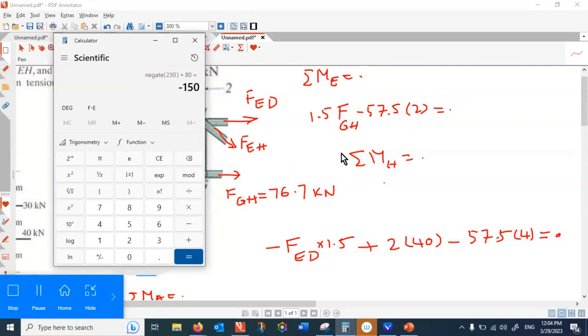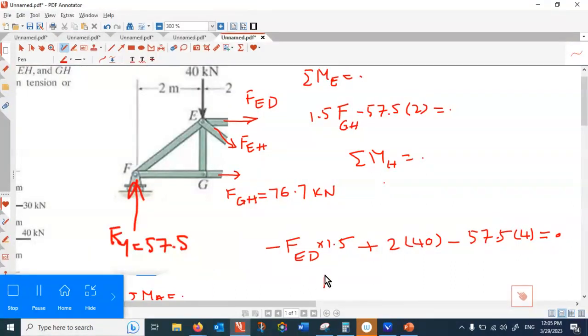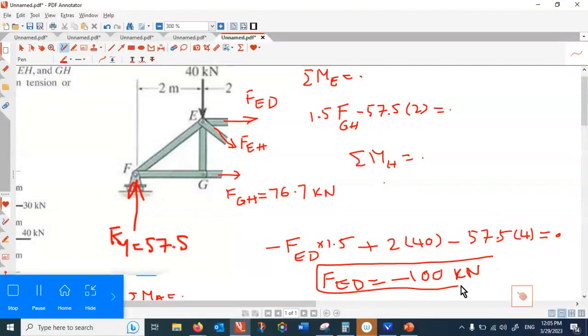FED is 100 negative. That is in compression.